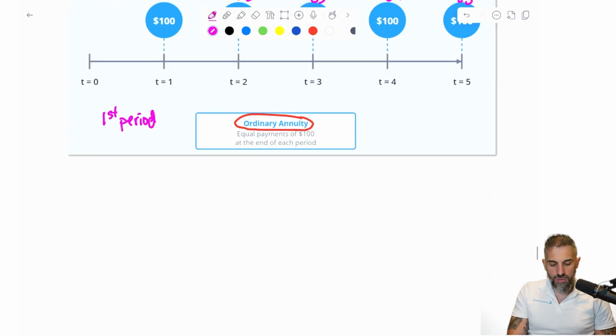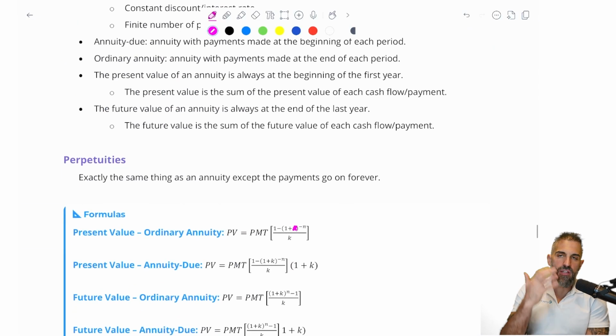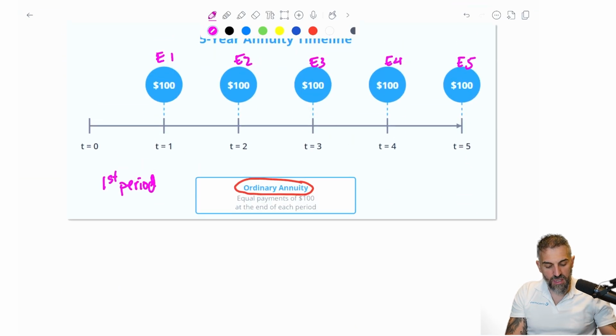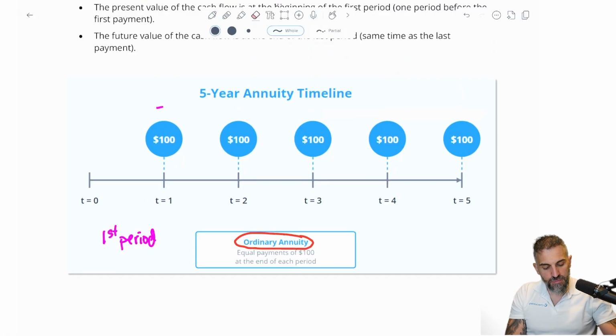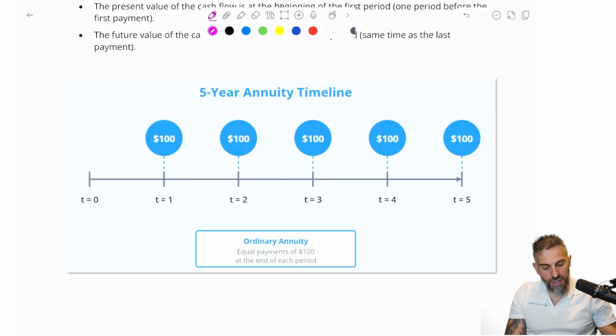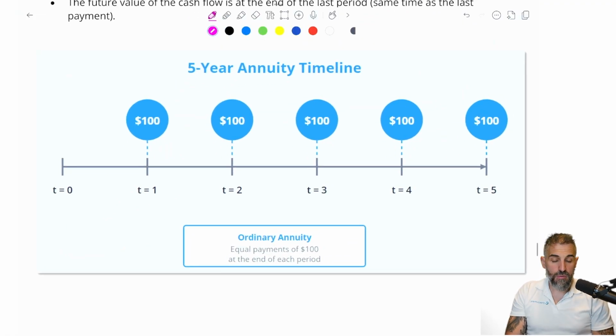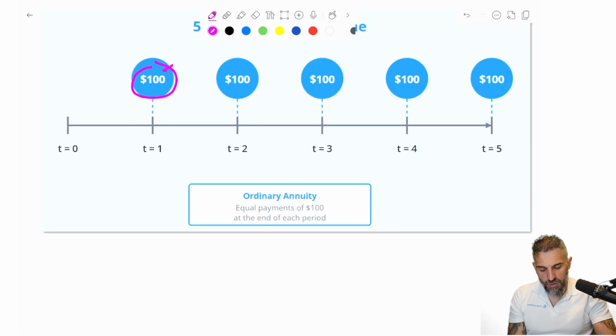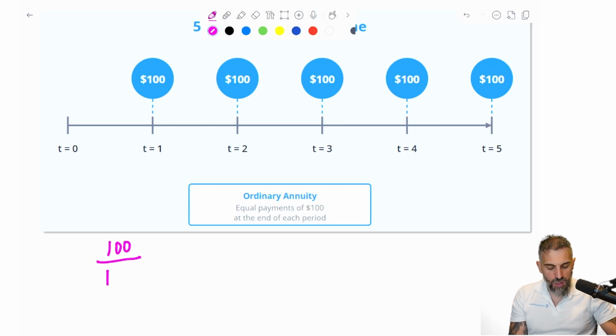Now that you sort of understand what an annuity is and how the timing matters, let's introduce the present value and the future value. We learned already how to find the present value of a single number. Like if I said, find the present value of this $100, you'd say, okay, well, the $100 is a future value. I'll divide it by 1 plus my rate.